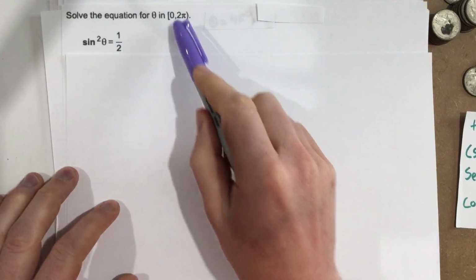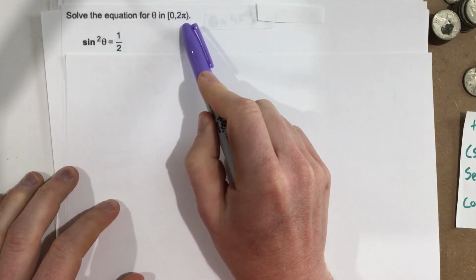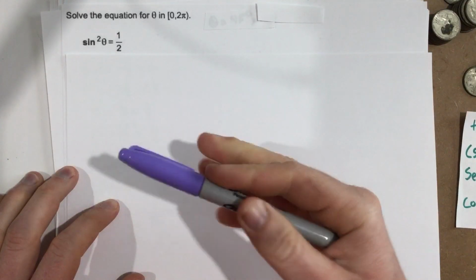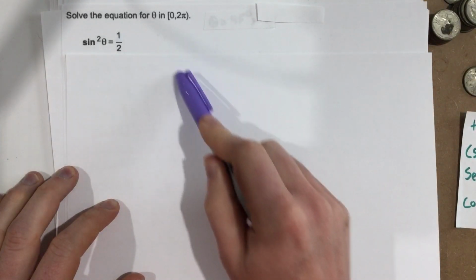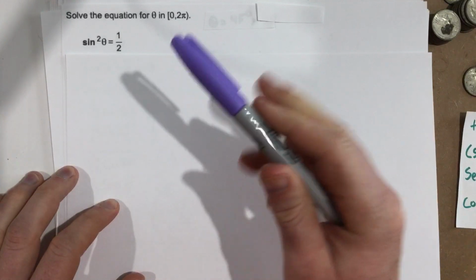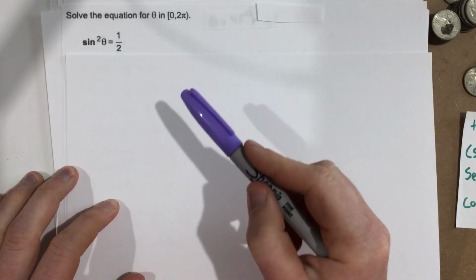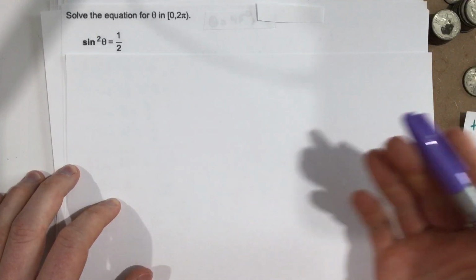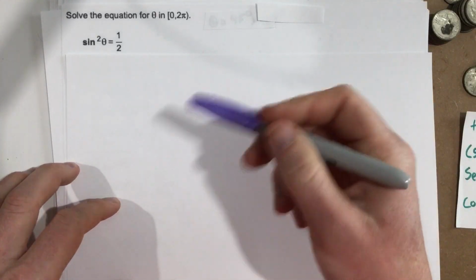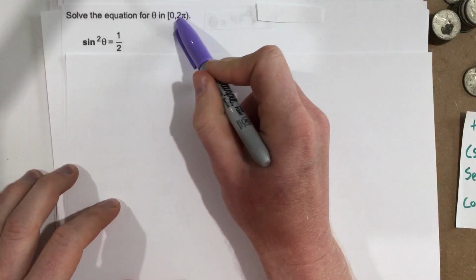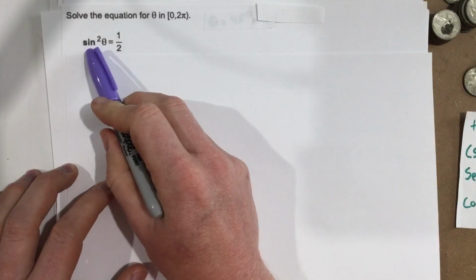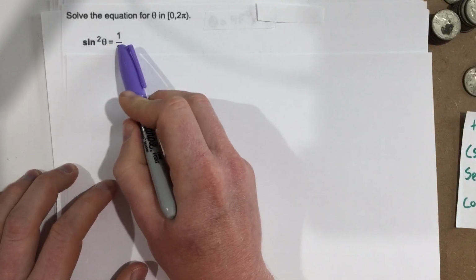And the reason they say one revolution is because every time we go around the circle, we learned about coterminal angles, we're essentially getting more coterminal angles, which are the same angles, but just more spins, that can be solutions. And so we end up with an infinite amount of solutions if we just keep spinning. So they're saying just one revolution, we want to know the solutions for just one. Now the problem is sine squared theta equals 1/2.